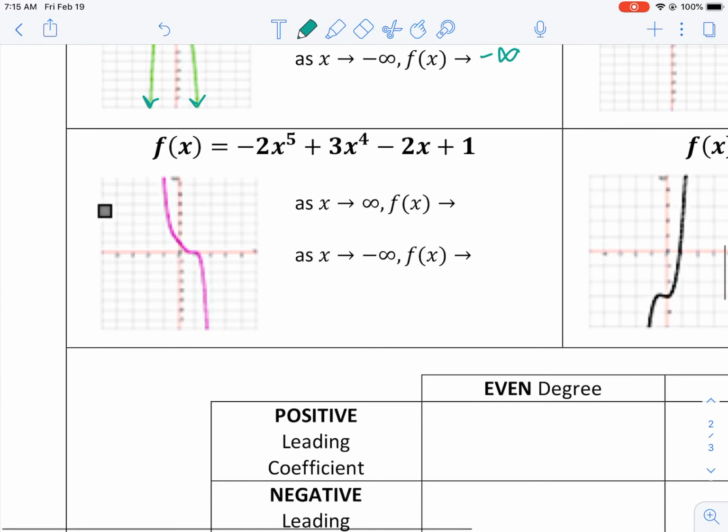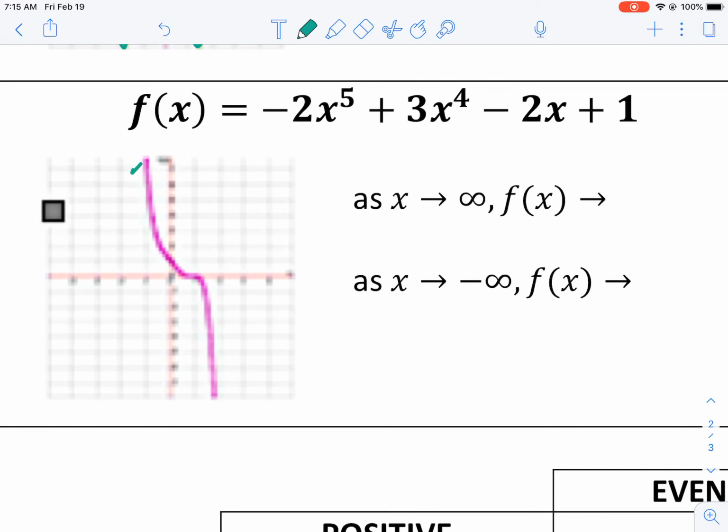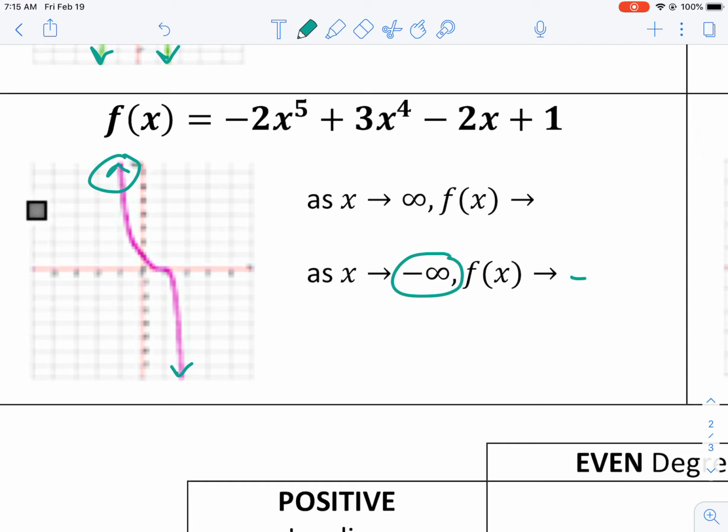The odd ones are a little bit tougher. Here you actually have to pay attention. Where is it going up and where is it going down? It's going up on the left, the left arrow. And remember, the left direction is the negative. So that's as x goes to negative infinity, it goes to infinity, because on the left it's going up, on the right it's going down. So as x goes to infinity, that's the right, f of x is going to negative infinity, it's going down.